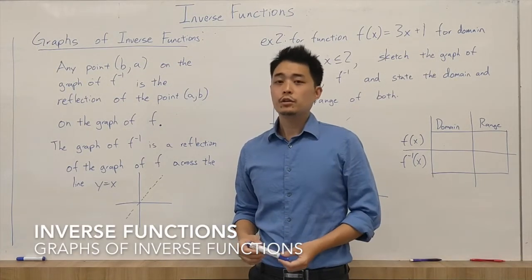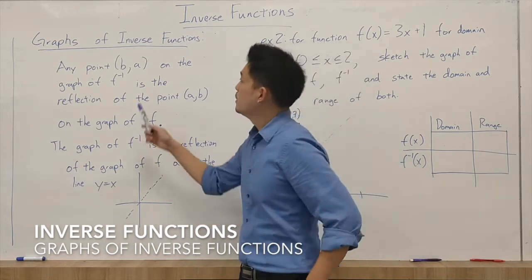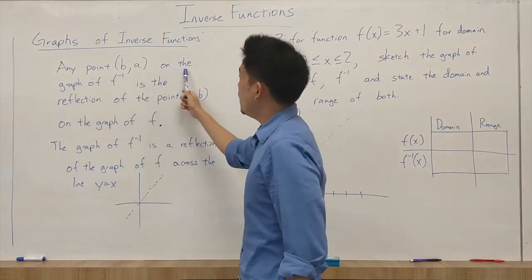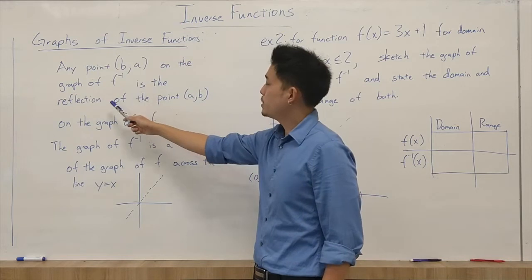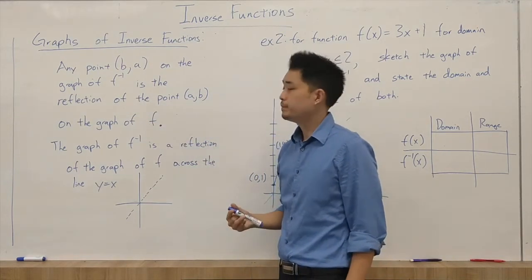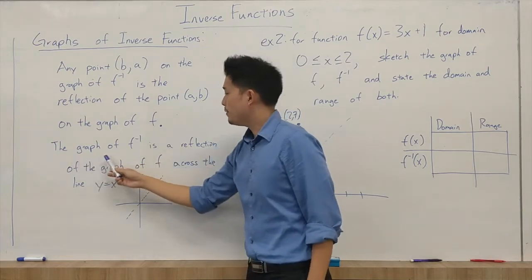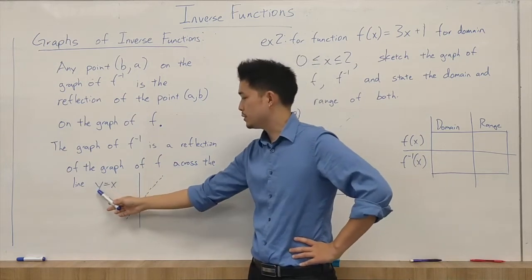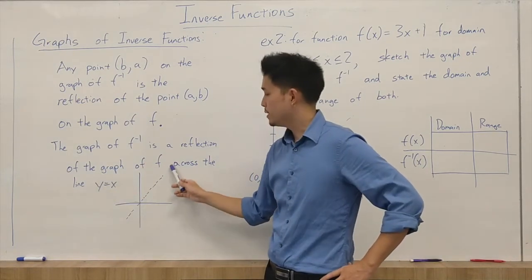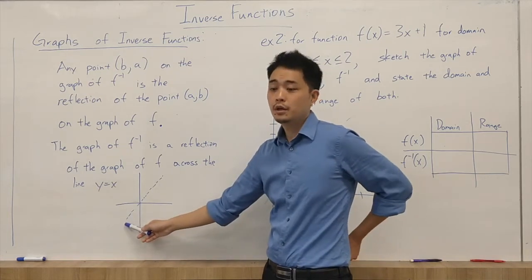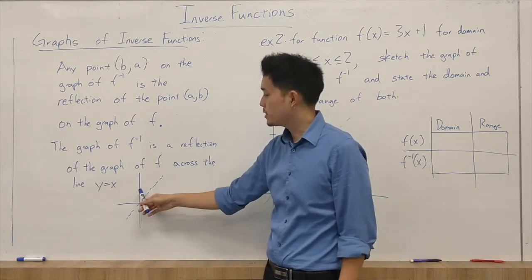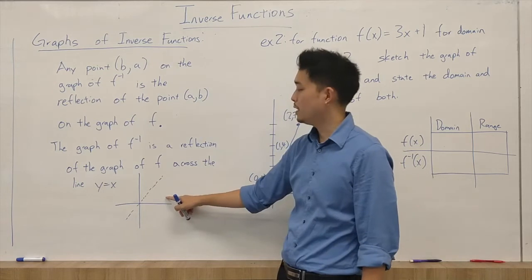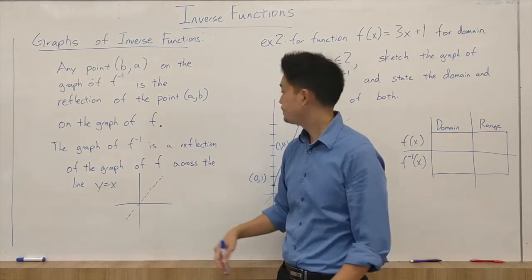Okay, now let's take a look at graphs of inverse functions. There's a couple of properties we want to note about graphs of inverse functions. One is that any point (b, a) on the graph of f negative 1 is the reflection of the point (a, b) on the graph of f. The graph of the inverse function of f is a reflection of the graph of f across the line y equals x. So remember, the line y equals x is the diagonal line at 45 degrees across the origin. Basically what it's saying is any point along the graph of the original function is going to be reflected across this line to the other side of the line.